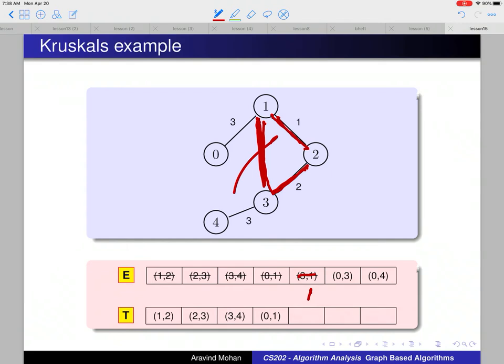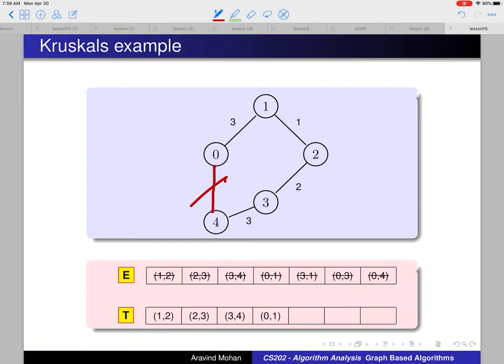And then you have 0 3 as the next one. Again, the same problem. If I add 0 3, then it will lead to a cycle here, as you can see: 0 1, 1 2, 2 3 and 3 0. We don't want to do that, right? So we simply remove that. And finally you have 0 4. Again, same reason. If you add 0 4, it will lead to a cycle, so we simply remove 0 4.